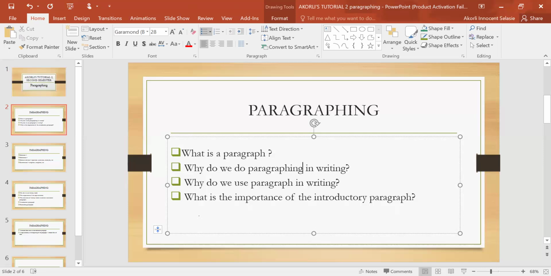Why do we use paragraphs in writing? The same thing. We write using paragraphs so that our ideas will flow smoothly and become well organized, so we can achieve cohesion and then coherence.